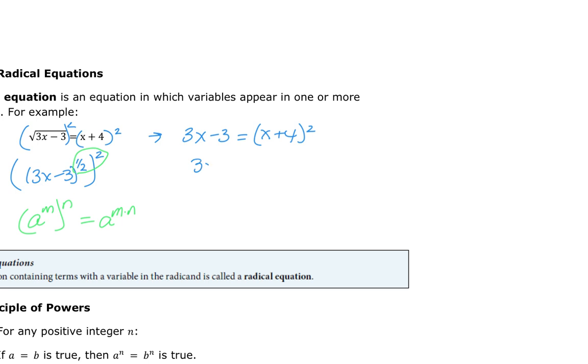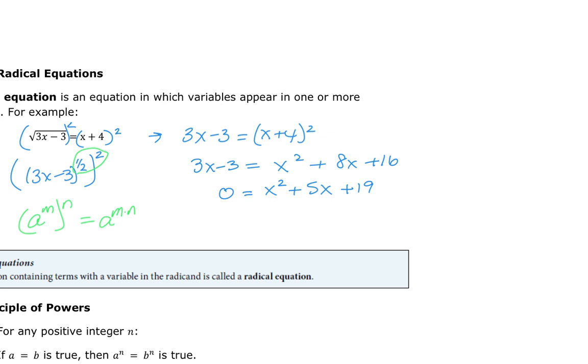So I have 3x minus 3 is equal to x squared plus 8x plus 16. Bring everything to the right-hand side. So I have 0 is equal to x squared, and that's because I have a quadratic, plus 5x, and then plus 19. So I subtract 3x from both sides, so I get 5x. I add 3 to both sides.